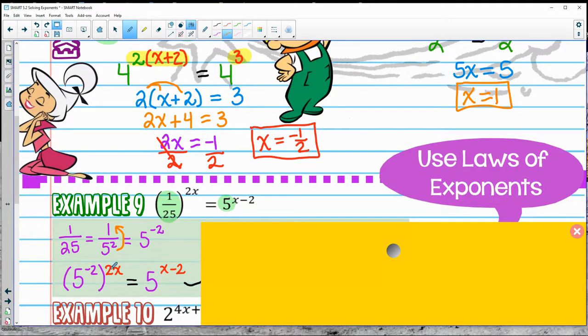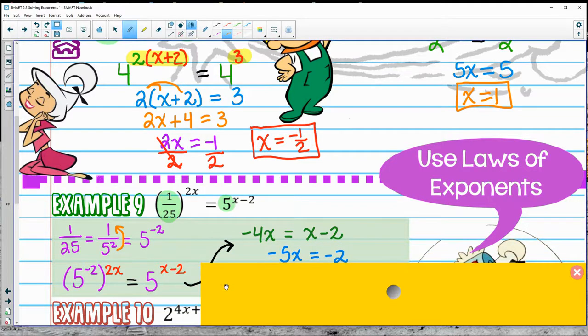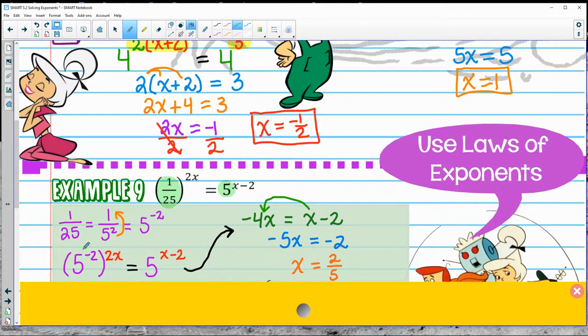And then I can do some rewriting. And now I can drop those bases and make the exponents identical to one another. And then set both of them equal and do a little bit of rewriting. So here you can see that I went ahead and I subtracted x to move it over. And then I divided everything by negative 5 to give me 2 over 5, or 2/5. And we will leave them as fractions since those answers are more exact.